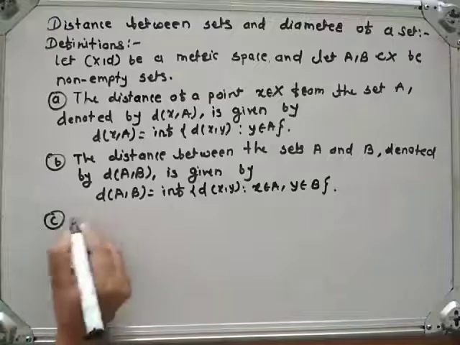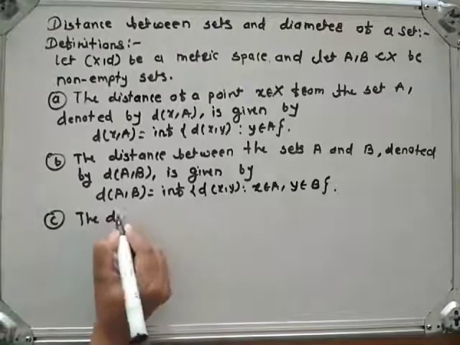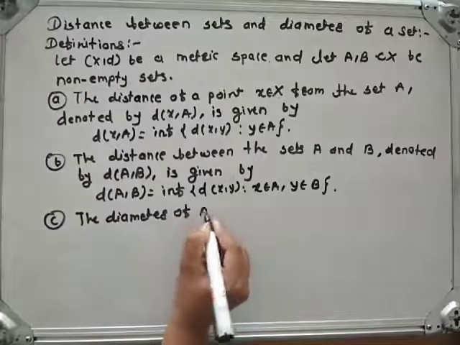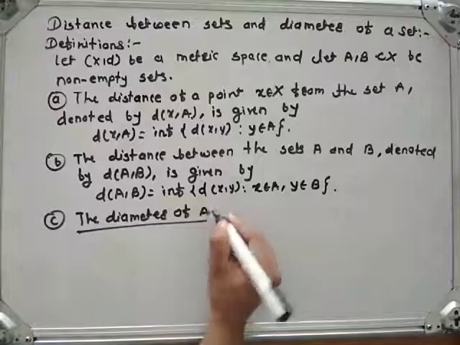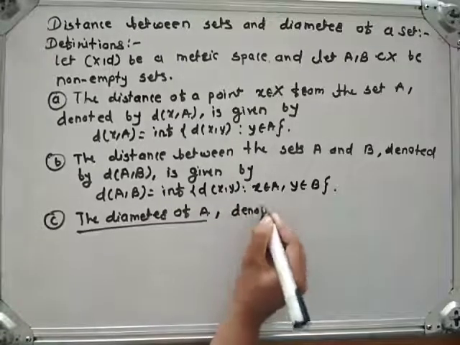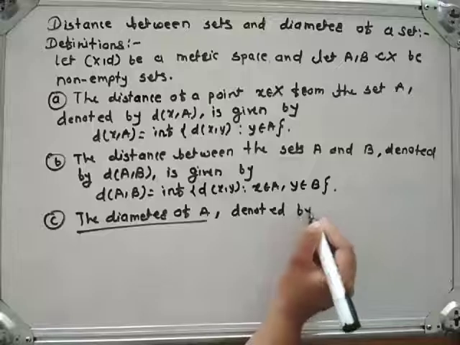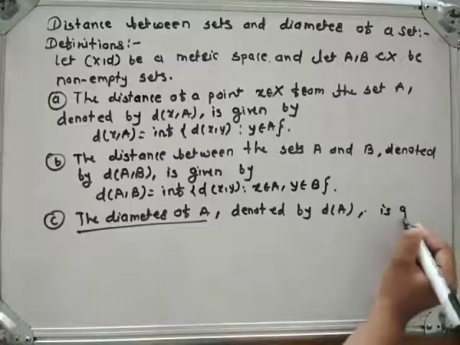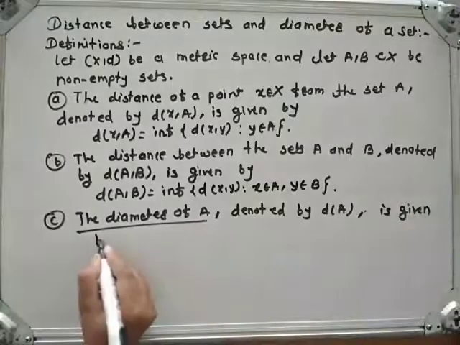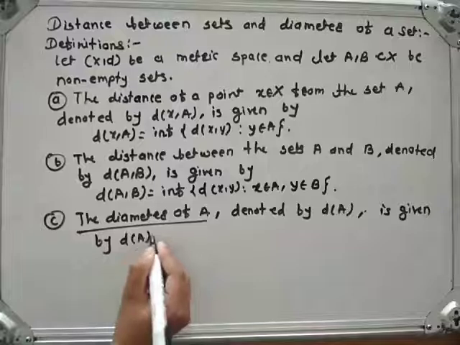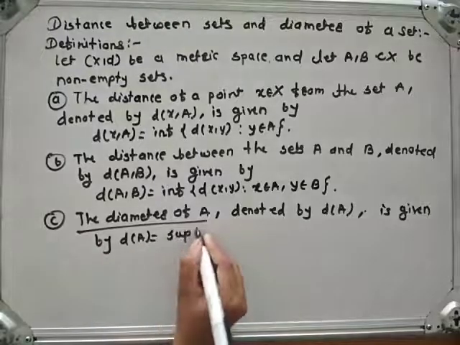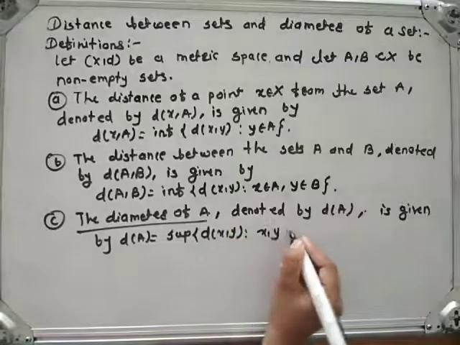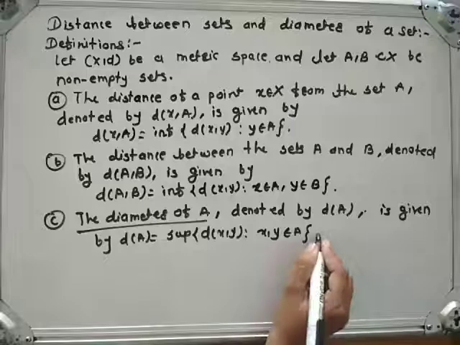And the next definition is the diameter of A. It is denoted by d(A), and is given by d(A) = sup{d(x, y) : x, y belong to A}.